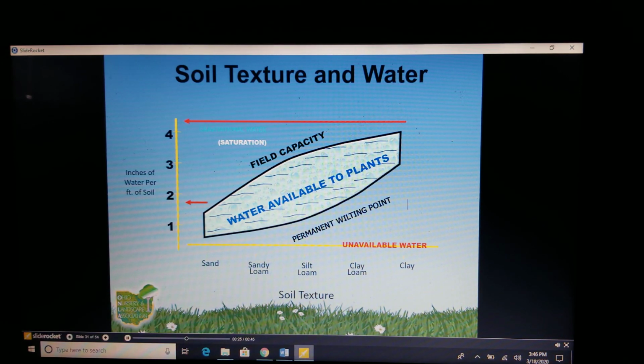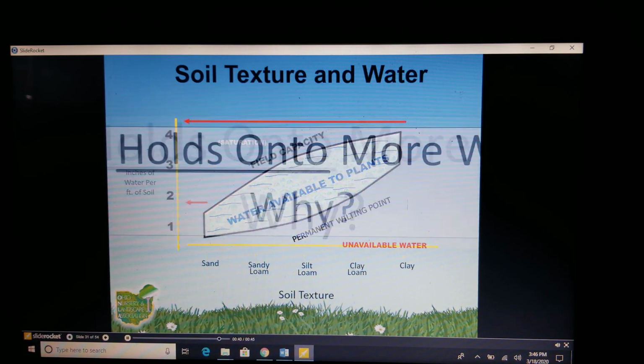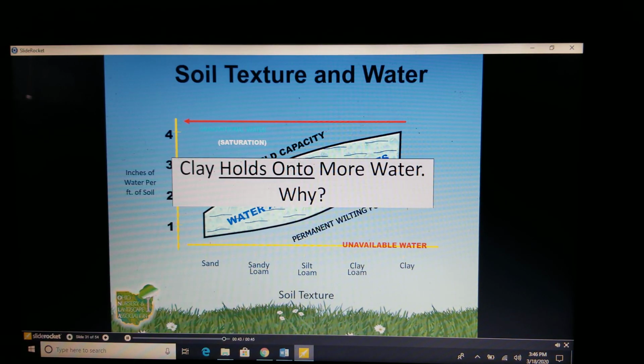Water available to plants is the range of water concentration in the soil that will support plants. Permanent wilting point is reached when the water in the soil is held too tightly to the soil particles to be available to plants. Clay holds on to more water than sand after the water has been drained by gravity.